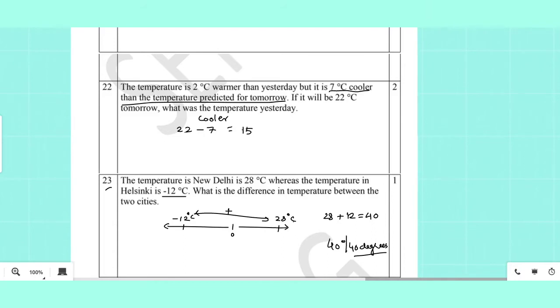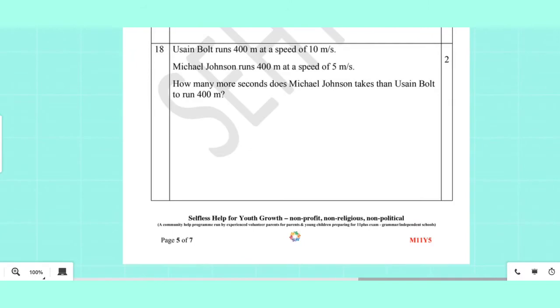Now the temperature today is 2 degrees Celsius warmer than yesterday. So, which means that yesterday was 2 degrees cooler than today. So, that's why 15 degrees Celsius, today's temperature, cooling it down by 2 degrees, so minus 2 gives us 13 degrees Celsius. So, yesterday it was 13 degrees Celsius. Today's temperature is 15 degrees Celsius, and that is 2 degrees warmer than yesterday.